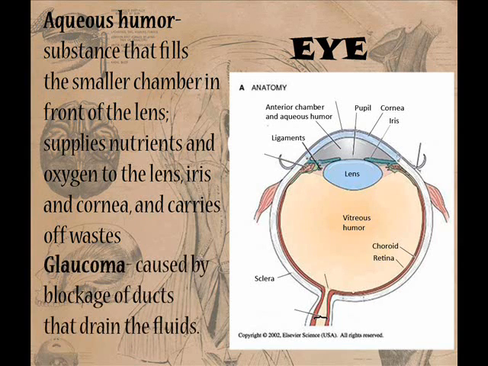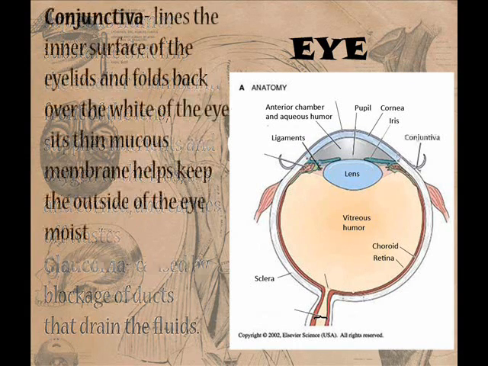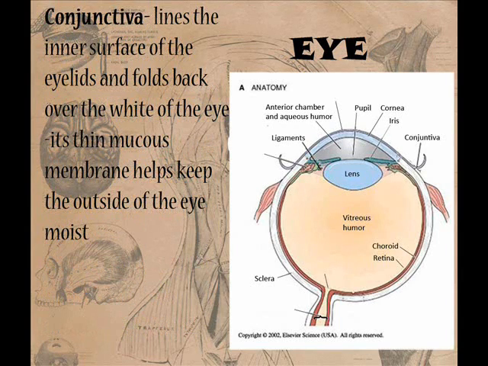Glaucoma is caused by the blockage of ducts that drain the fluid, thus it increases pressure inside the eye that may lead to blindness. Conjunctiva lines the inner surface of the eyelids and folds back over the white of the eye, and its thin mucous membrane keeps the eye moist.